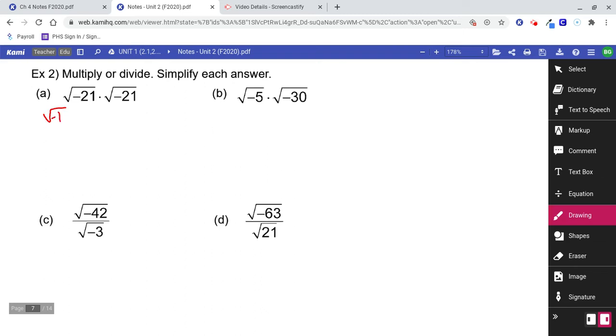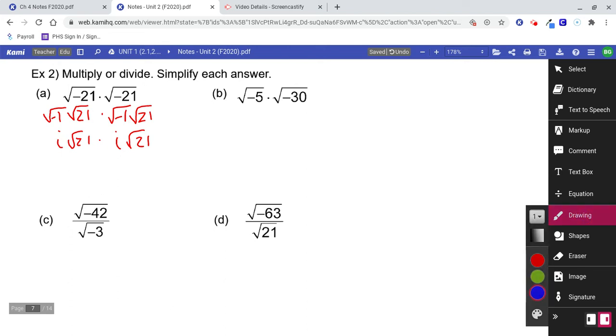Okay, you've got square root of -1, square root of 21, times the same thing. Or i times the square root of 21 times i times the square root of 21. You've got two separate imaginary numbers. And if you multiply two separate imaginary numbers, you're going to get i squared.